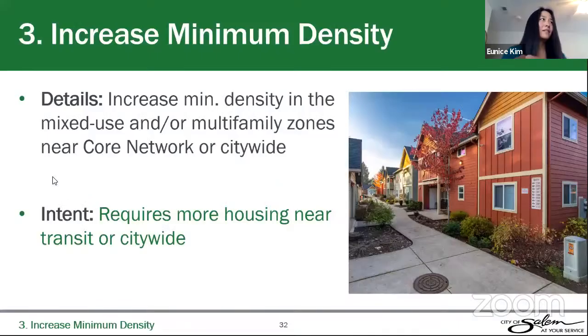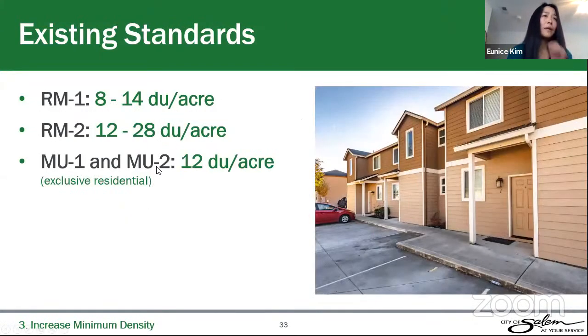So the next option is around our ideas about density. This is the idea of, should we be actually requiring a certain amount of housing to be built, either in the mixed use or the multifamily zones, either along the core network or citywide? So we do have minimum densities today. Maybe I should show that so I can talk through it.